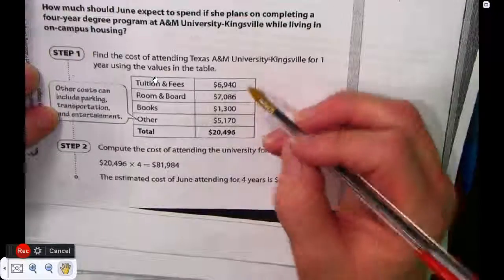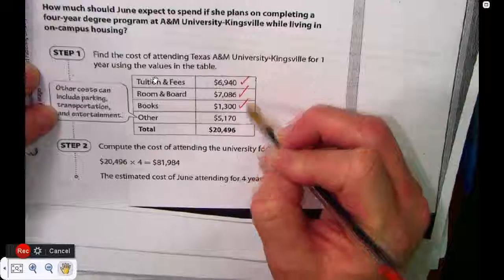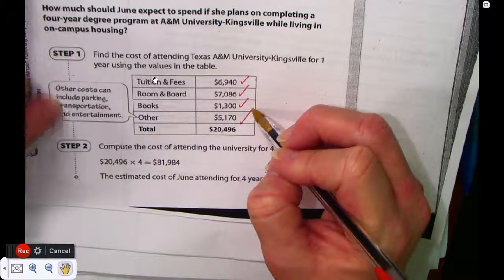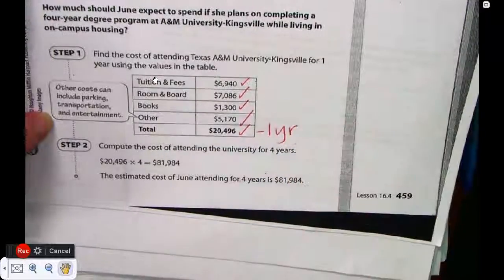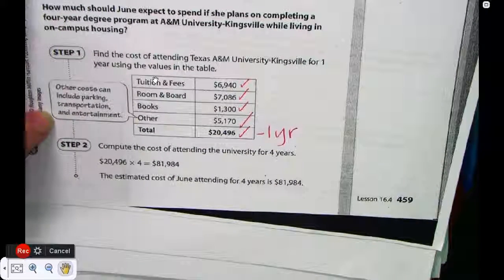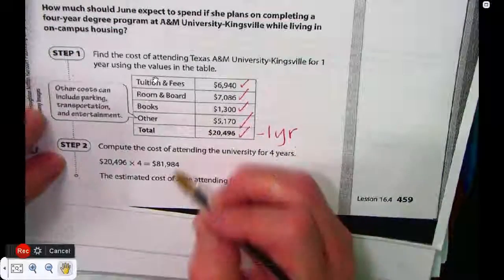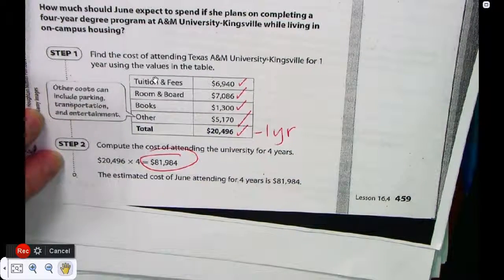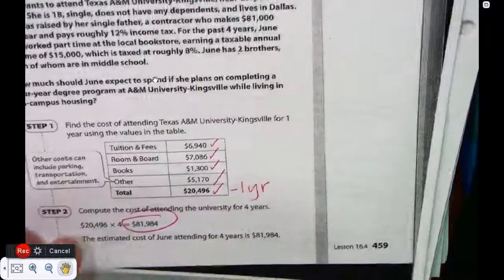Here's the cost. That's her tuition, room and board, books, and other, which includes parking, transportation, and that kind of stuff. That is the total for 1 year. Everybody write 1 year by there. If it takes her 4 years to get her degree, then she's going to spend a total of $81,984 to go there 4 years. Does that make sense? Okay? Turn the page.